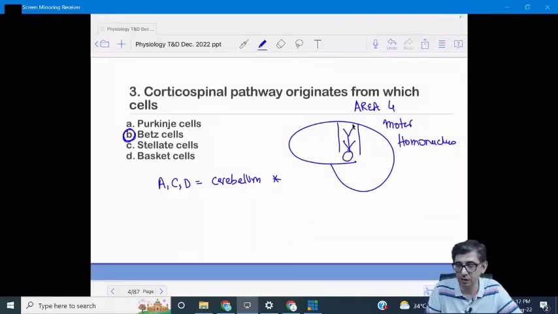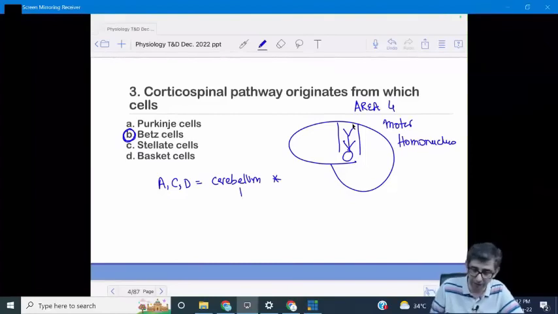So Purkinje, stellate, basket cells ये सब cerebellum में होते हैं. Cerebellum का main काम होता है balance maintain करना.